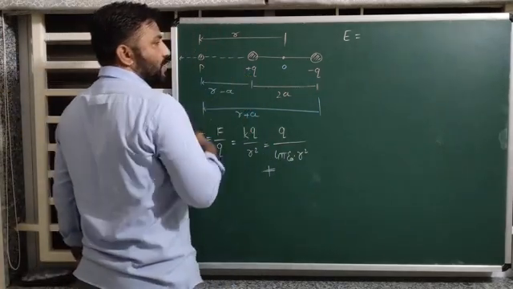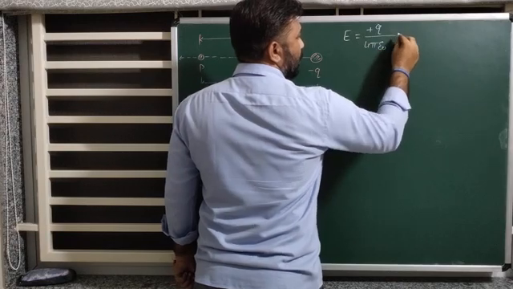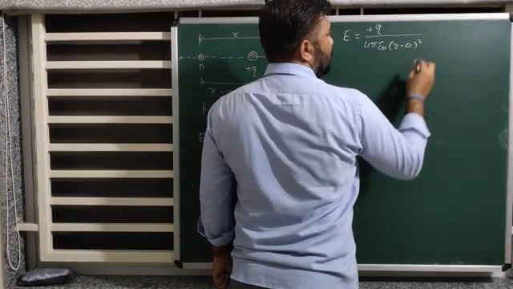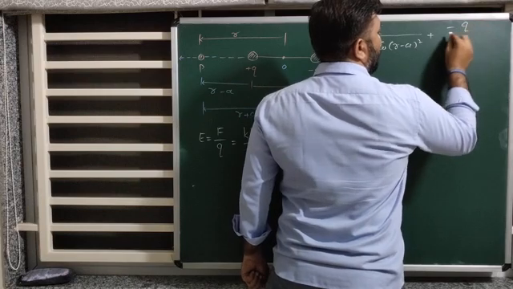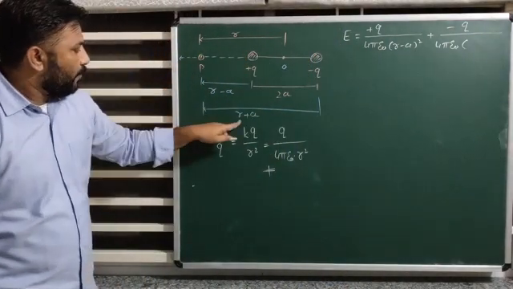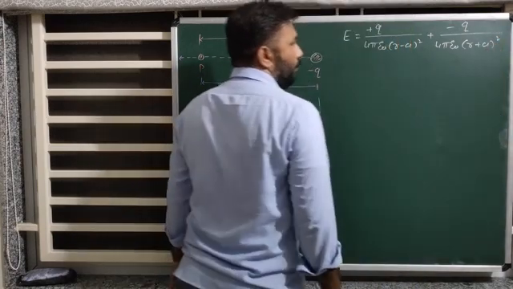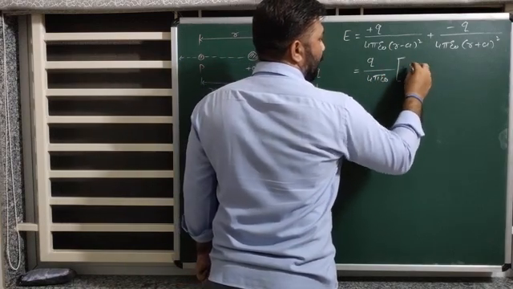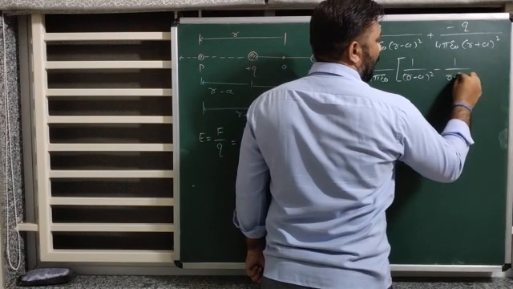That means for the positive charge, here q will be plus, that is plus q upon 4 pi epsilon 0 multiplied by the distance from plus q, that is r minus a, whole square. Plus, for the minus q charge, it is minus q upon 4 pi epsilon 0 multiplied by the distance of point P from the minus q charge, that is r plus a, whole square. Now take out the common: q by 4 pi epsilon 0, in bracket, 1 upon (r minus a) whole square minus 1 upon (r plus a) whole square.